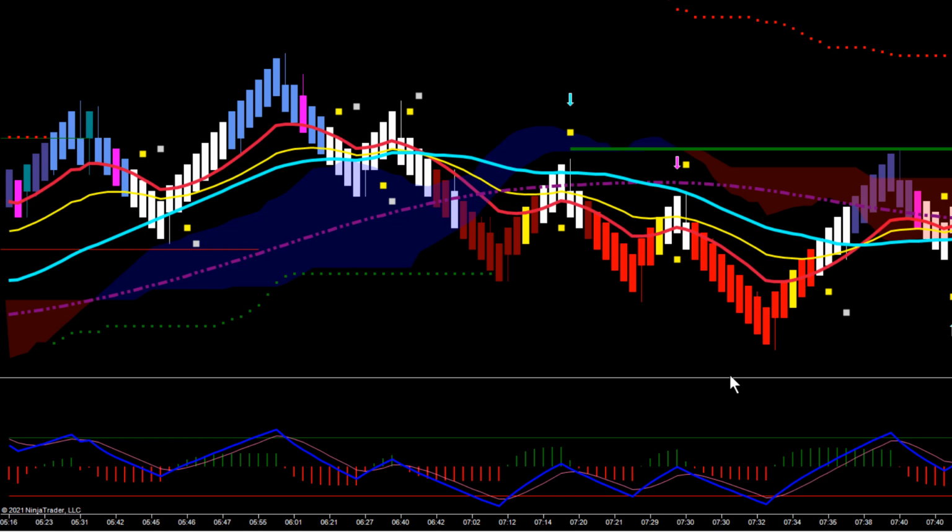Let's look at a tool that we use to help us with our trading, and this is our MQ Powerlines tool. It helps us find areas of significant support and resistance.